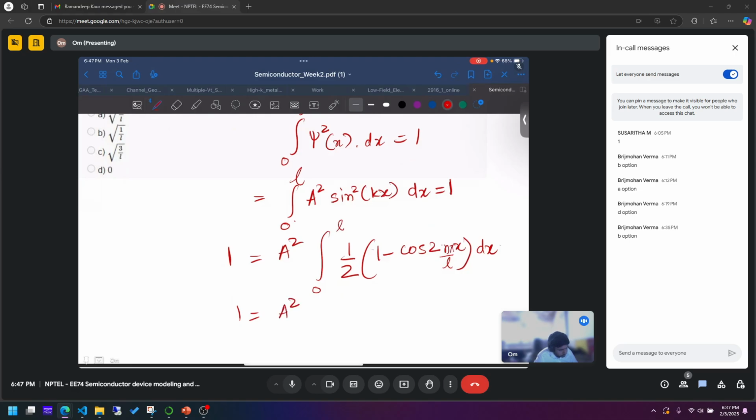The half we can take outside only. It is x minus sine 2 n pi by, okay, x will be not x by L. There's no need of 2, then if it's n pi x by L.